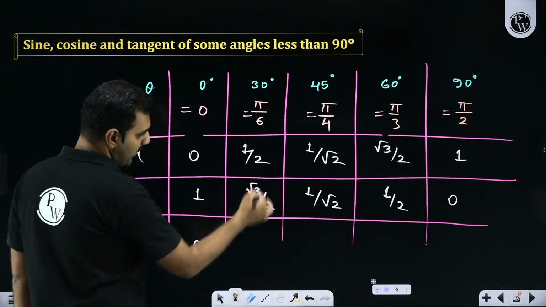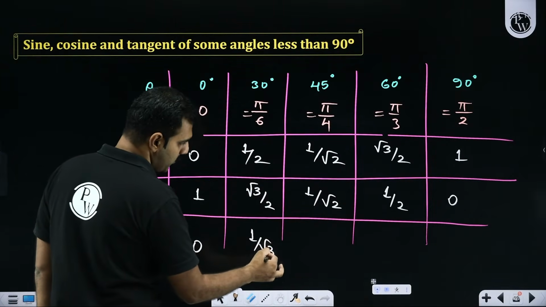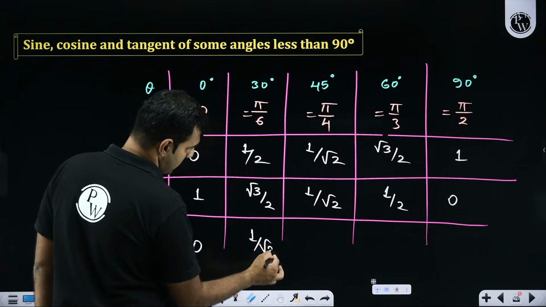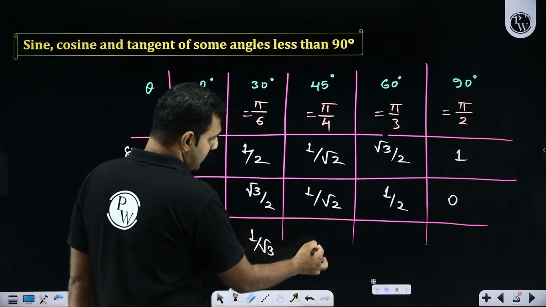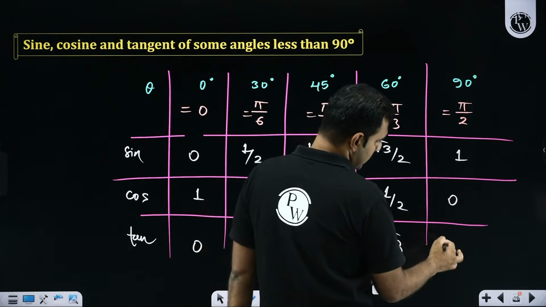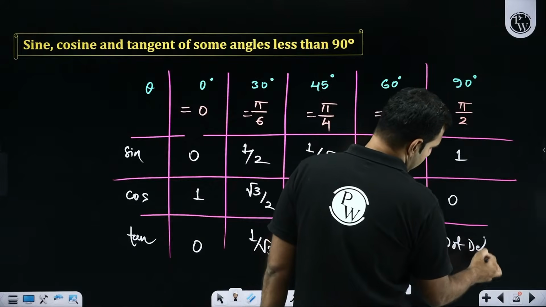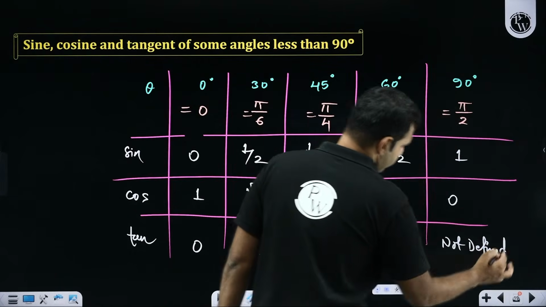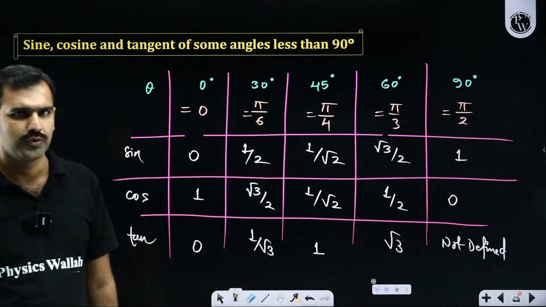This by this, 2 and 2 are cancelled. Tan 30 degrees is 1 by root 3. 1 by root 2, 1 by root 2 cancelled, 1. 2 and 2 are cancelled, tan 60 degrees is root 3. 1 by 0 is clearly not defined. Yes or no? Any confusions?